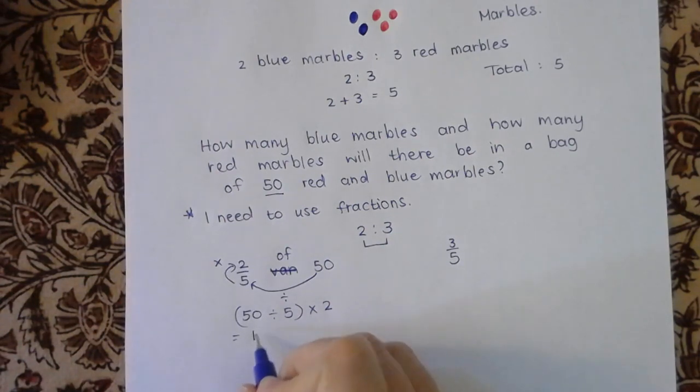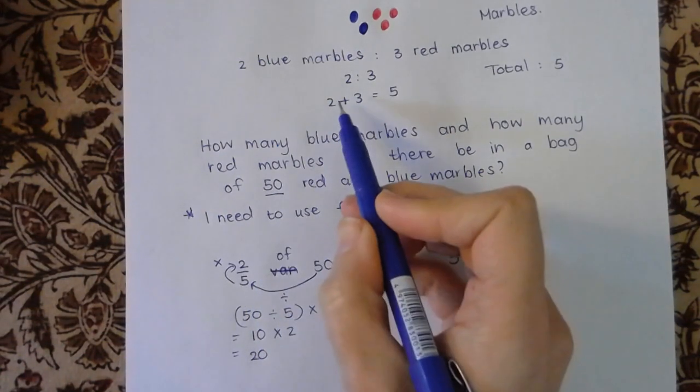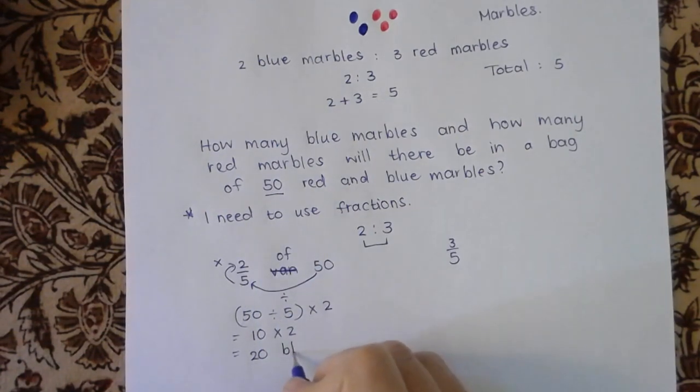So 50 divided by 5 is 10, and then we multiply with 2, and then you get 20. So this is 20. And what color is represented here? Blue marbles.